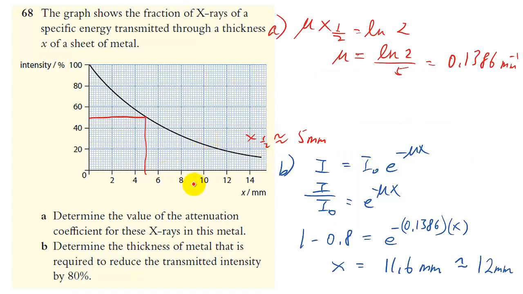Okay. So very similar stuff like the last question. First, the question asks you to determine the value of the attenuation coefficient, and what you have to do is, again, once you are given the graph, I think one thing that you must find as given or hidden information is looking at its half intensity, which is 50%, to find the half thickness, which is about 5 millimeter.